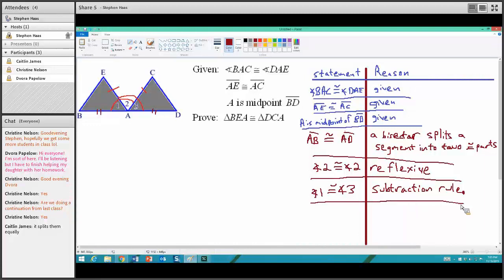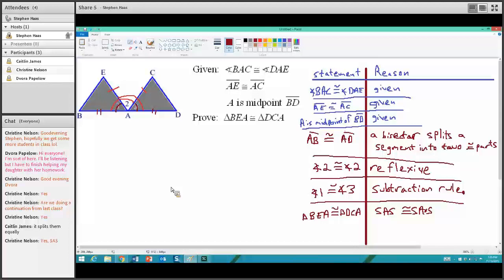Once we have angle 1 and angle 3, can we prove congruence? The answer is yes. We've got a side, we've got an angle in the middle, and we've got another side. So now we can say triangle BEA is congruent to triangle DCA, because side-angle-side is congruent to side-angle-side. Okay.